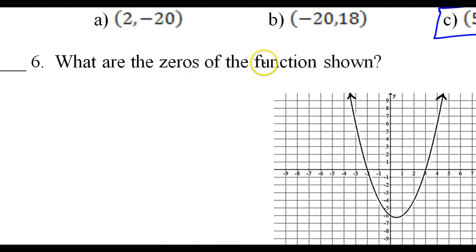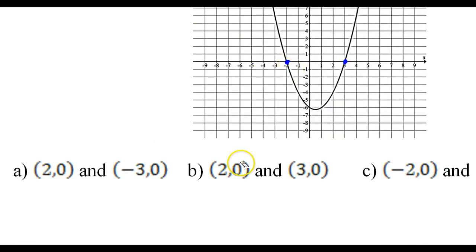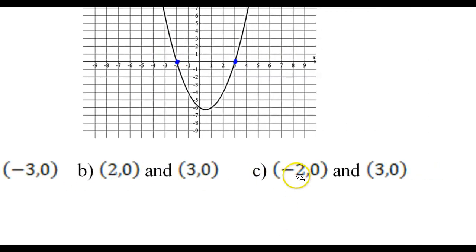All right, part C, what are the zeros of the function shown? Well, the zeros are the x-intercepts of the function, right here and here. So the zeros are negative 2 and 3. Why is it not writing? Okay, technical difficulties. So where are they? Oh, here we go, negative 2, comma 0, and 3, comma 0. So that's why the answer is C.